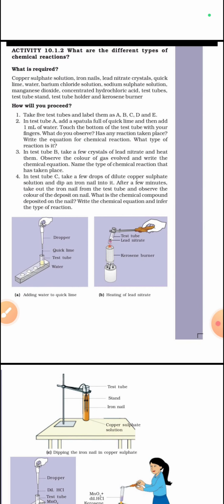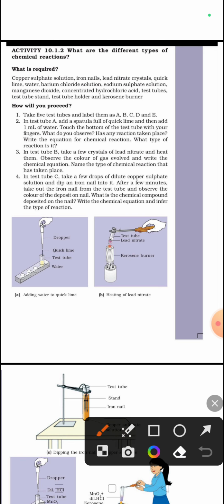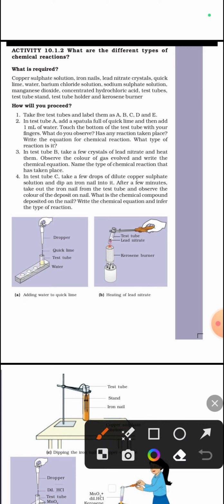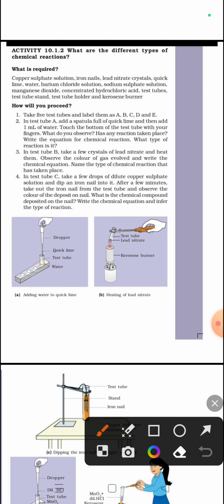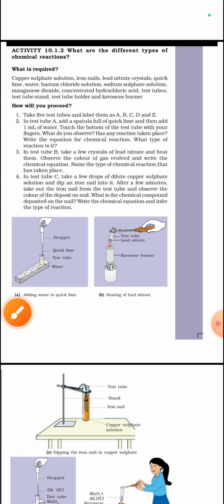What are the different types of chemical reactions? Different types of chemical reactions are seen in the laboratory, like copper sulfate solution, iron nails.